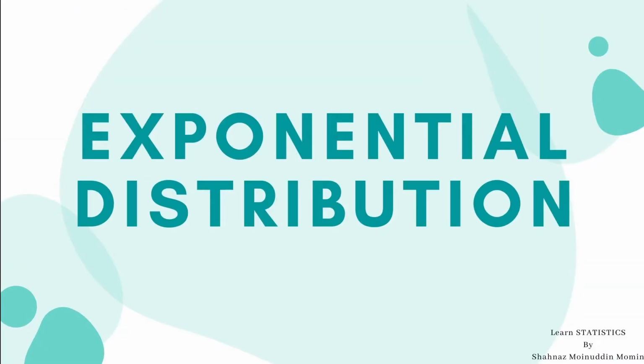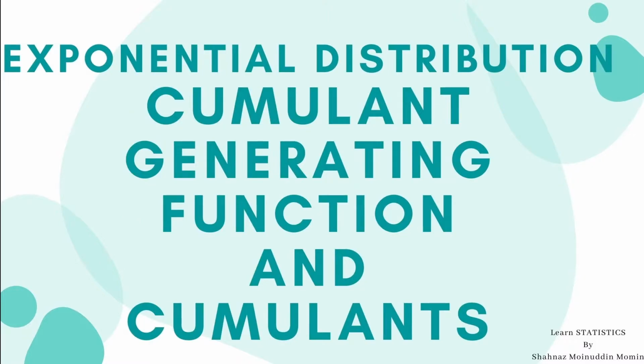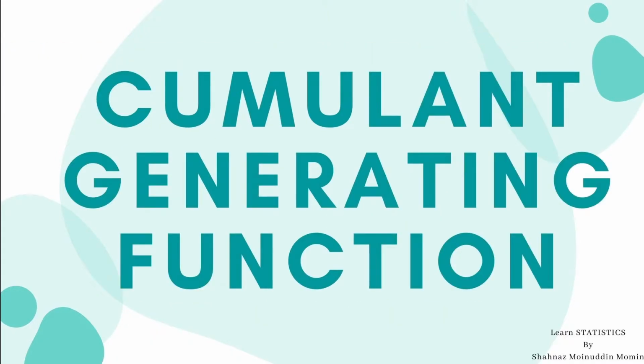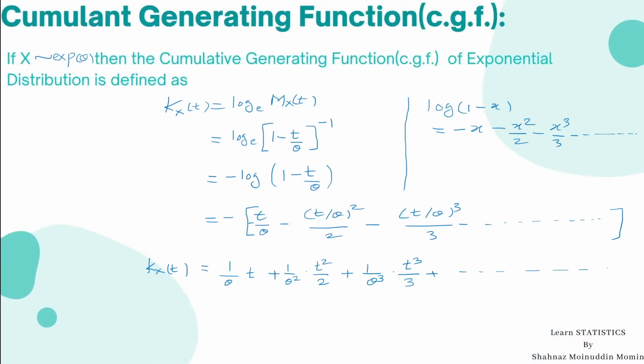The topic of today's lecture is exponential distribution. In this topic we are going to learn two concepts from exponential distribution. Concept 1 is cumulant generating function and the second is cumulants. So let us start with the first concept, cumulant generating function. Cumulant generating function is abbreviated as CGF. So let us start with the definition of CGF.